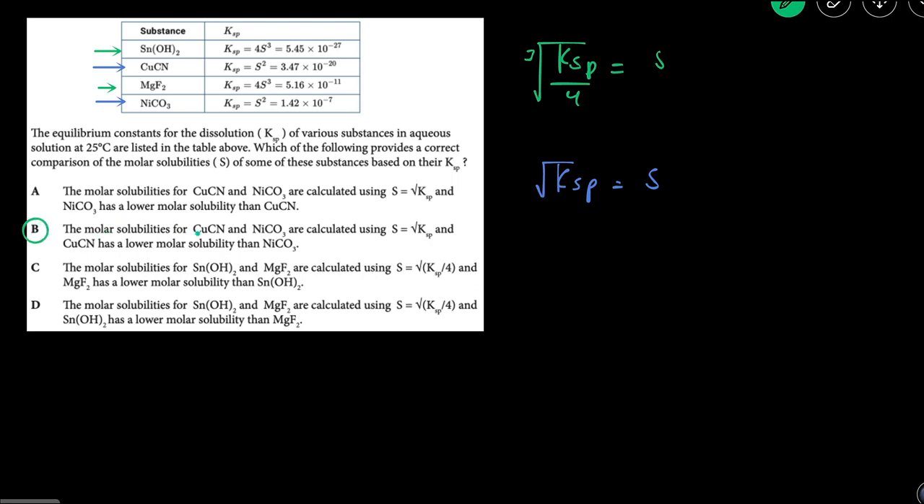It says that the molar solubility of CuCN and NiCO3 is calculated by using S equals square root of Ksp, and CuCN has a lower molar solubility than NiCO3. And that's because CuCN's Ksp value is a lot smaller, times 10 to the negative 20, versus NiCO3's Ksp value of 10 to the negative 7.